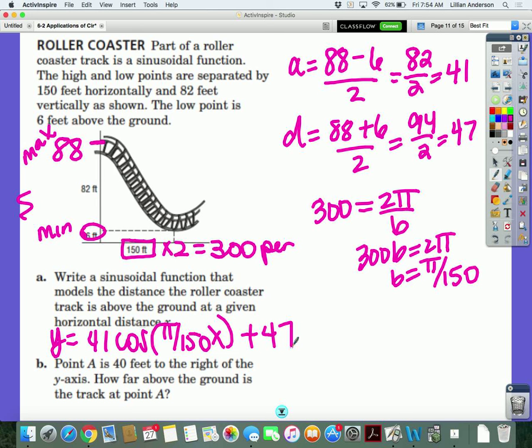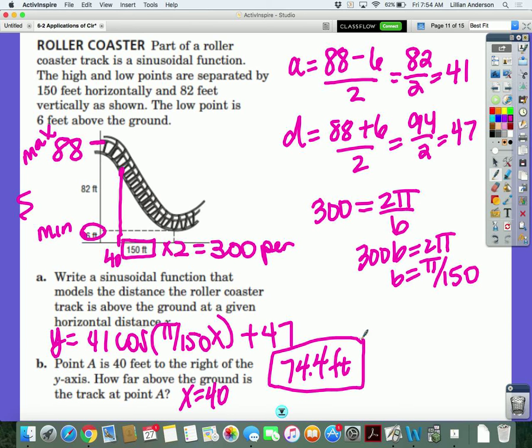Now, part B says point A is 40 feet to the right of the y-axis, how far above the ground is the track? Basically, at 40 feet you're at a certain height above the ground, so you need to plug in 40 for x into your graphing calculator. Make sure you're in radian mode when you do that, and you should have ended up with a height of about 74.4 feet.